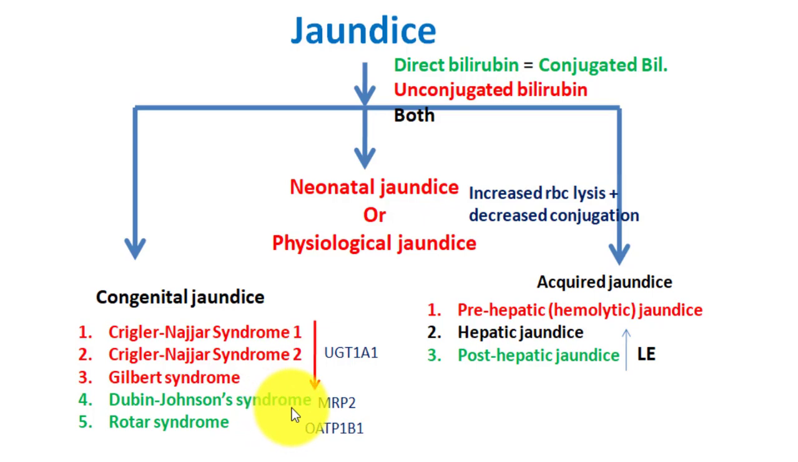If this protein is defective, what will happen? Bilirubin secretion will not happen, and bilirubin will regurgitate back into the blood. So conjugated hyperbilirubinemia is seen in Dubin-Johnson syndrome.